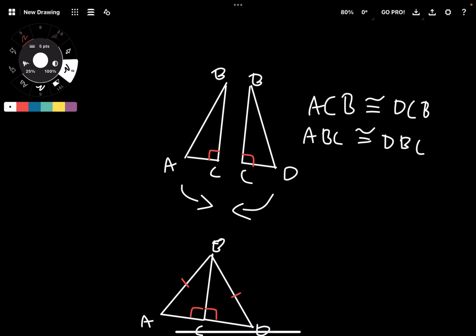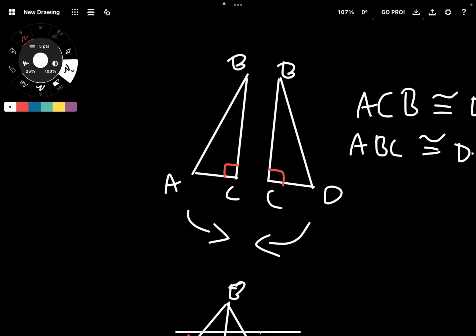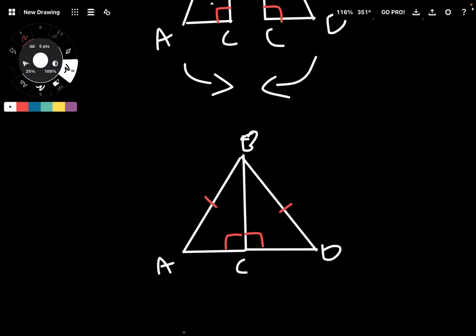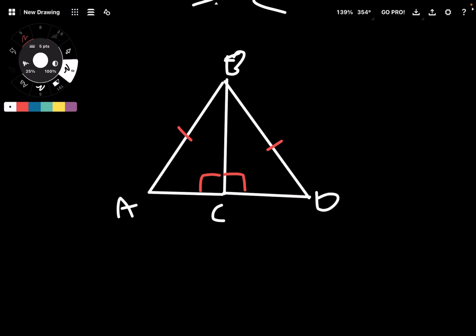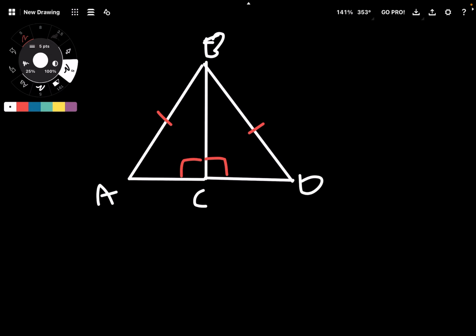Take note. When you merge these two triangles together, we get this. It's just a regular triangle. We have A, B, C, and D. So, what if we want to find ACD? How do we get ACD?